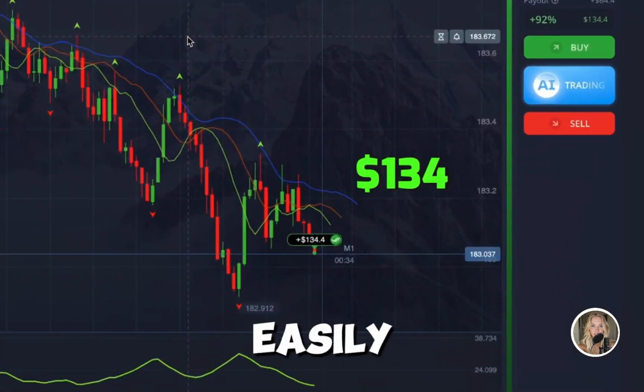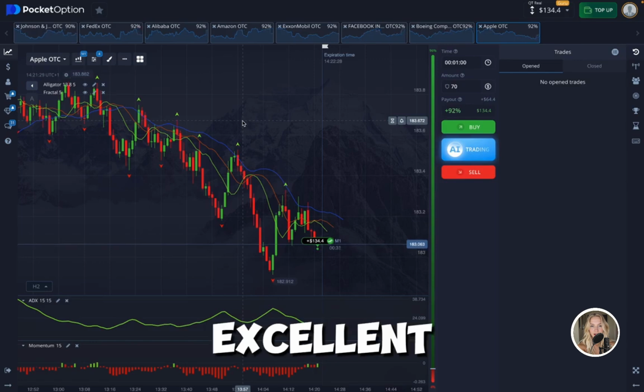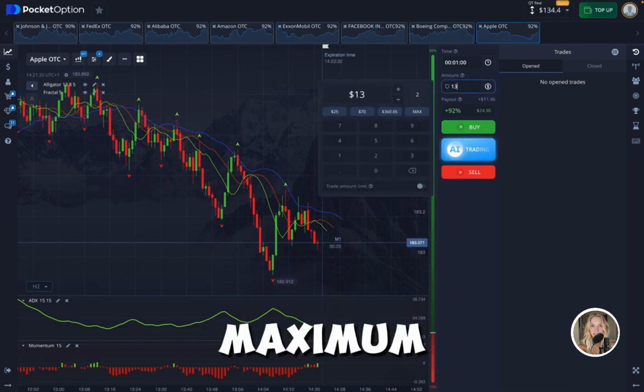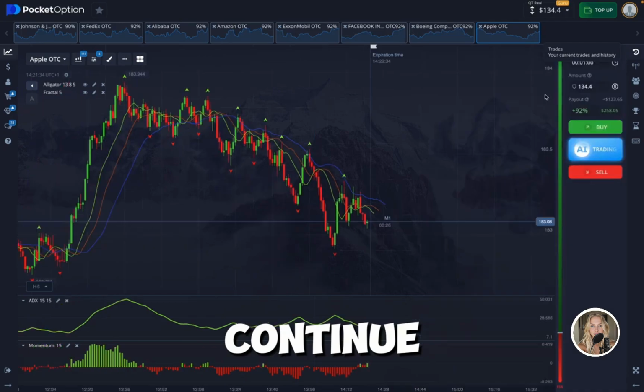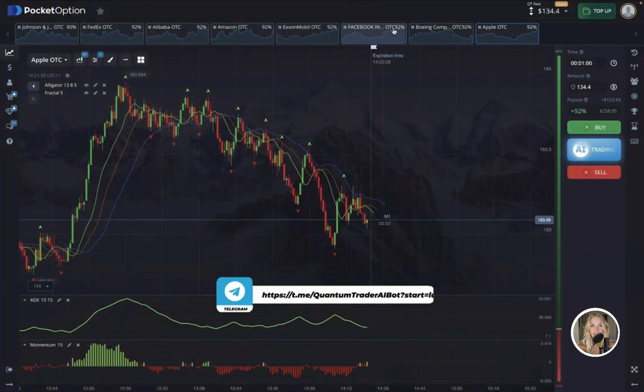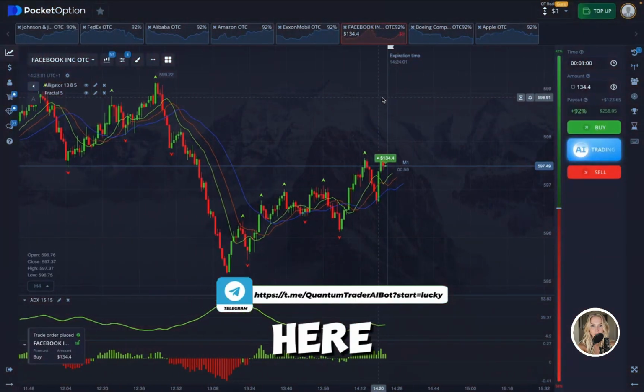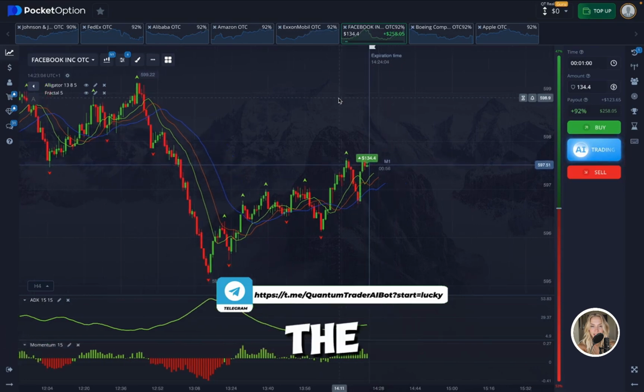And the first trade is easily enough closed in plus, excellent. The next position is also opened on the maximum balance amount. Let's continue and pick up the next entry point. And here immediately we can open a position on the upside.